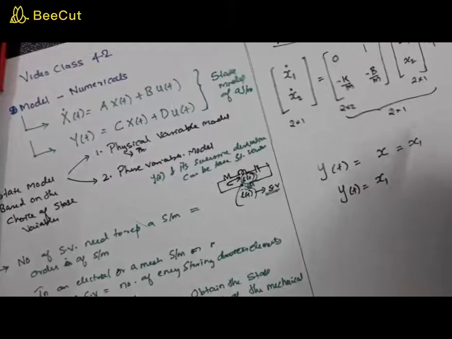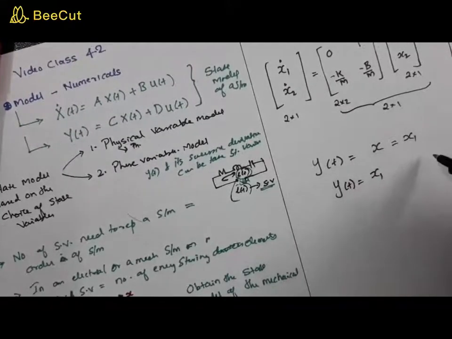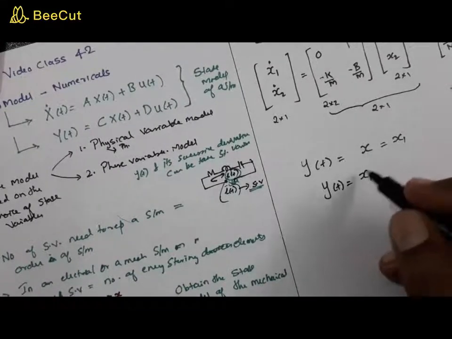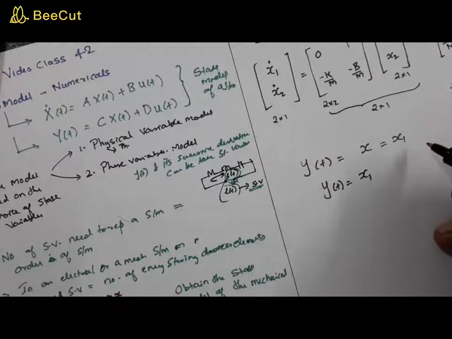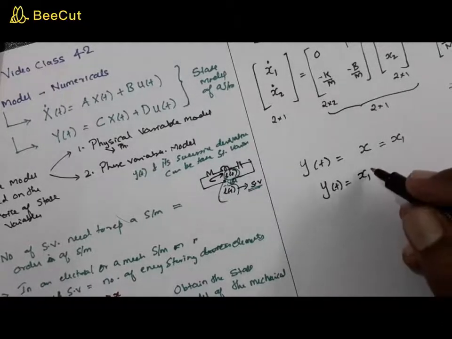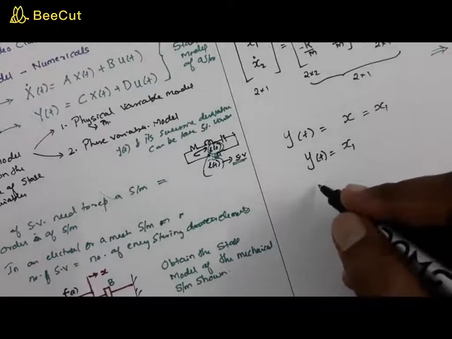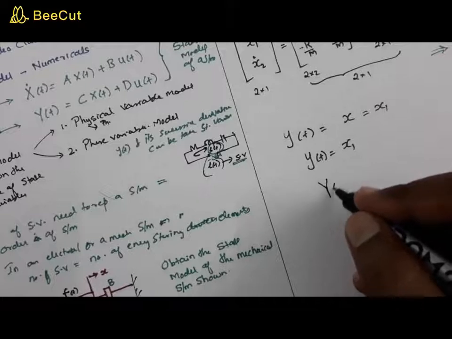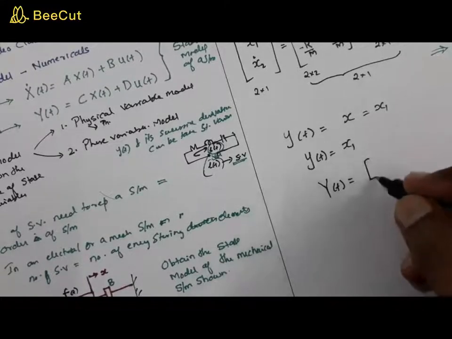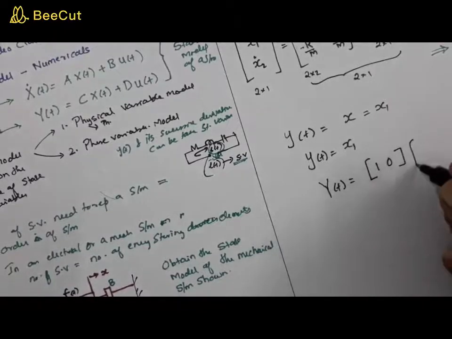Now we have already seen that the output is actually a function of the state variable and the input, and that has to be of the form y is equal to cx plus d into u of t. But in this equation, you can't find any input side. But we have already assigned two state variables, so the matrix can be written as y of t is equal to 1, 0 into x1, x2, right?